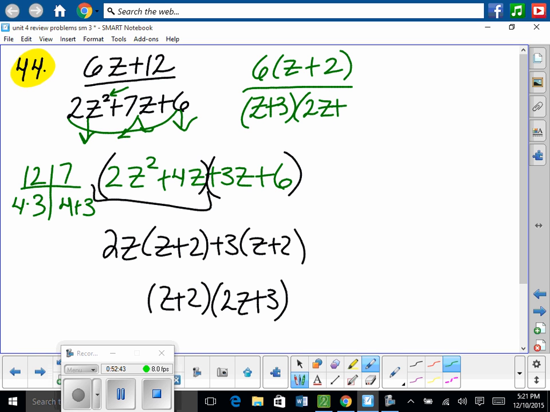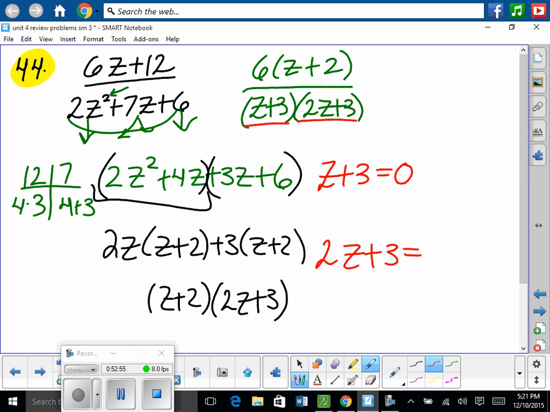And make sure you restrict your domain before you divide anything out. So where are there potential problems? Right there, there's a variable, so z plus 2 is equal to 0. And then right there, there's a variable, so 2z plus 3 is equal to 0. And then solve for z in each case. You get z is equal to negative 2, and z is equal to negative 3 halves. You should be able to do the algebra quickly.